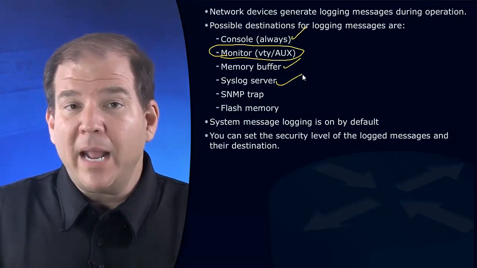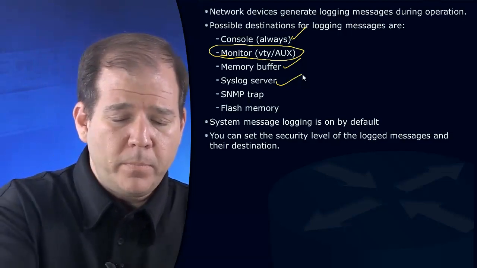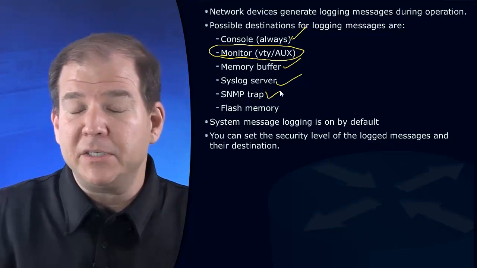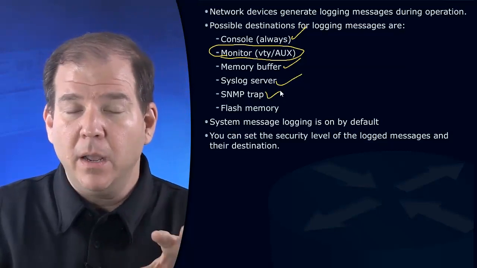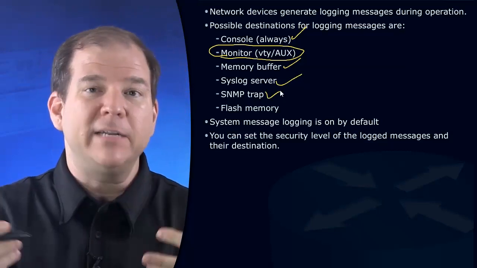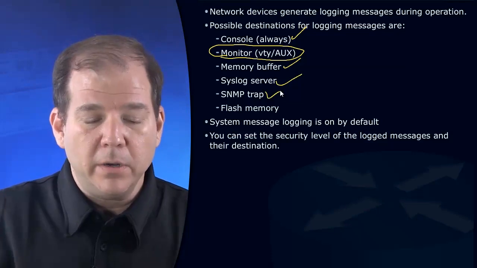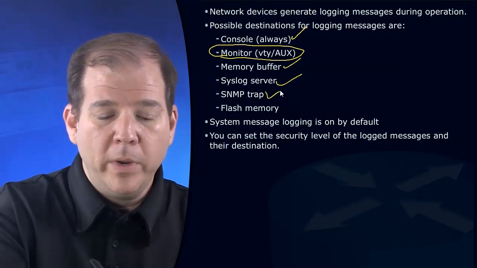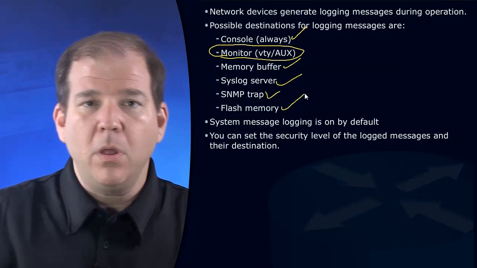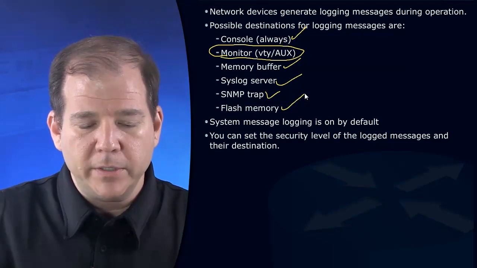We might also have an SNMP server. And that SNMP server could receive SNMP traps. If something happens on a managed device, it could proactively send us a notification. That's called an SNMP trap. And we could also log to the flash memory of our router if we wanted to do that.